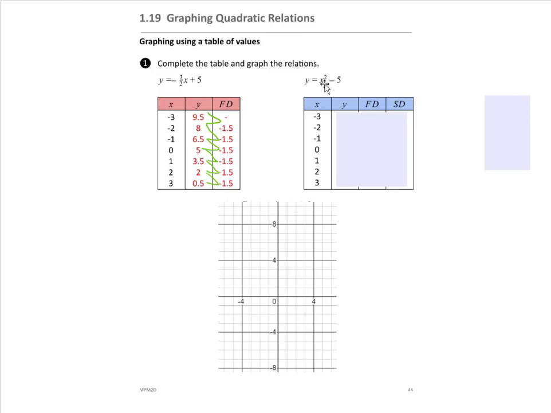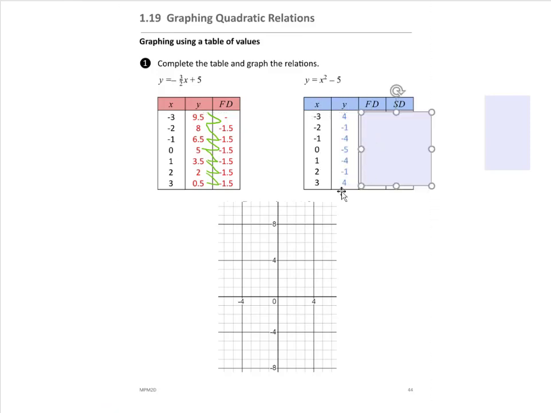Similar idea in a quadratic relation, like we have over on the right with the blue table of values. We have y equals x squared minus 5. So if we sub in negative 3 for x, it'll be negative 3 squared, which is 9, minus 5. We should get 4 for the first y value. And then for negative 2, it's negative 2 squared. That's 4 minus 5. Should give us negative 1, and so on and so forth.